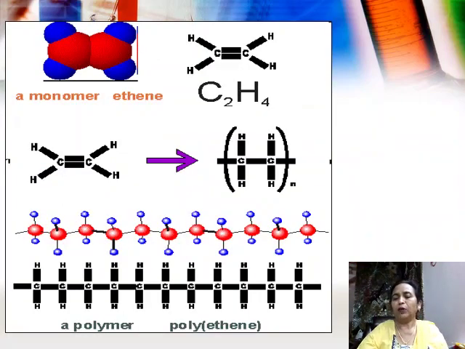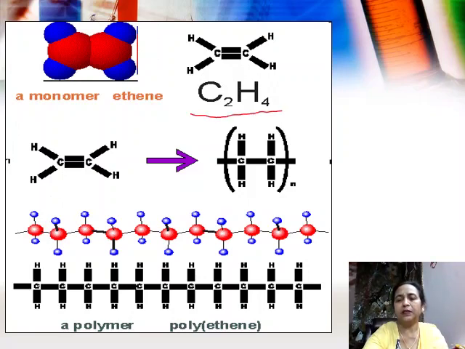Here is an example of a plastic that is called polythene. All of you are familiar with polythene. We carry polythene bags. This is how it is made. It is made from a small molecule. This is ethene. The formula of ethene is C2H4.